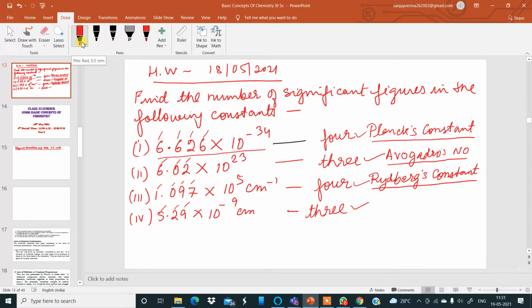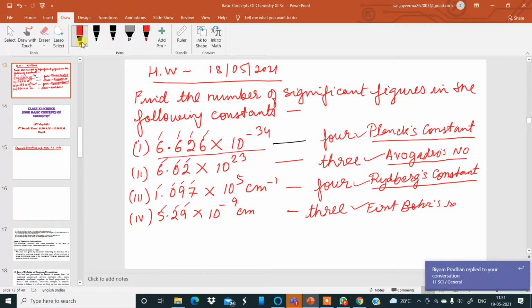It is called the first Bohr's radius for a hydrogen atom, or an atom of hydrogen. The size of the hydrogen atom. Okay. So it is called the first Bohr's radius of an atom of hydrogen.